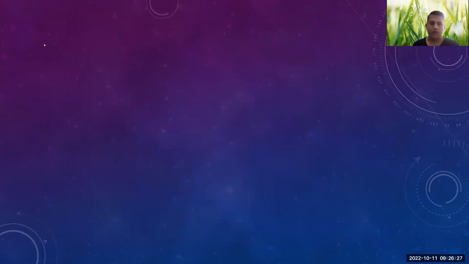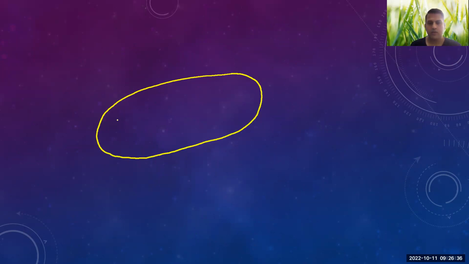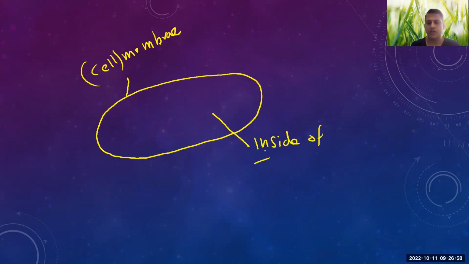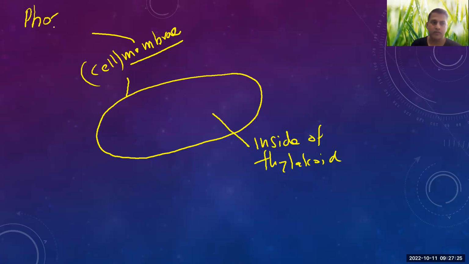we also look at the structure of the thylakoid. If you take one thylakoid, it is like this. It is a disc-like structure, and it is made of membrane. So we call it the thylakoid membrane, and there is no specific name for the inside. We just say inside of the thylakoid. So a thylakoid has two parts: the thylakoid membrane and the inside of the thylakoid. But the membrane is very important because a special structure is located in the membrane, called a photosystem, abbreviated PS.